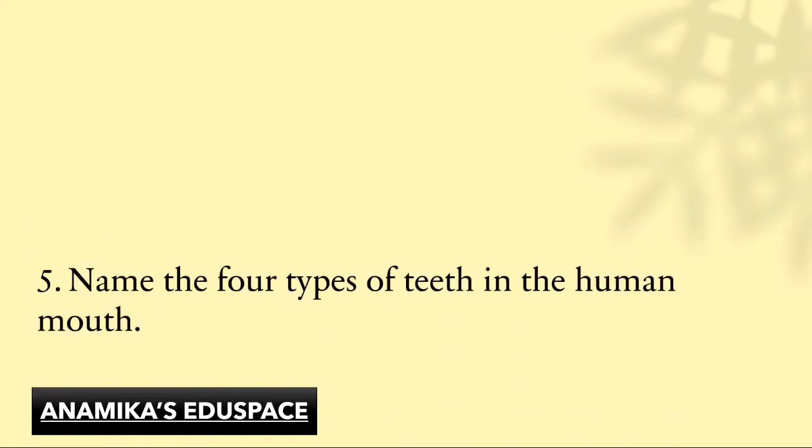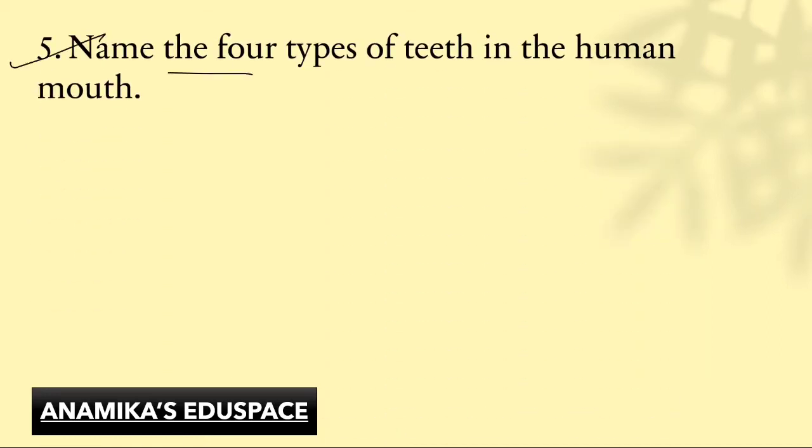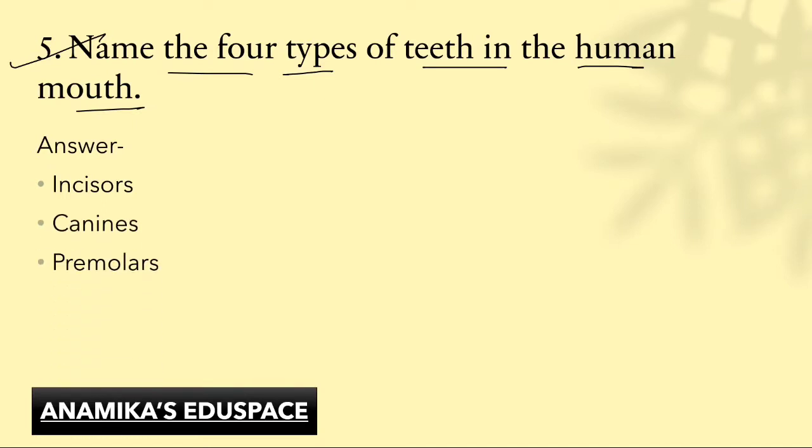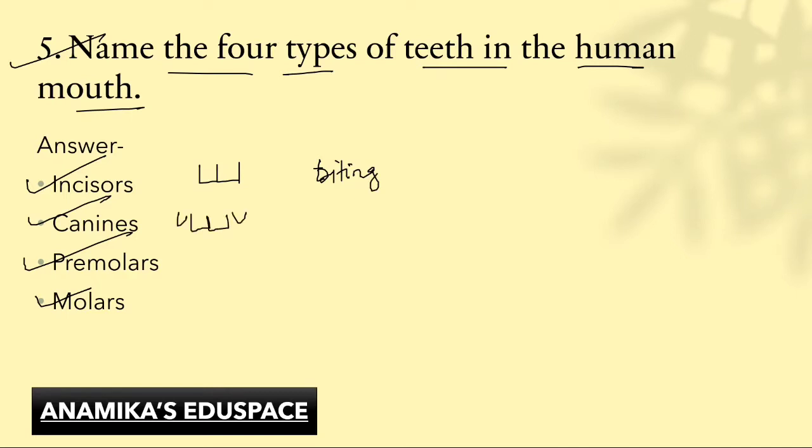Clear? Question number 5. Name the 4 types of the teeth in the human mouth. Answer. Incisors, canines, premolars, molars. Clear? So incisor, canine, premolar and molar. Incisors are the front two teeth which are used for biting things. Canines are the teeth which are present at the side. So these two are your canines. They are used for tearing, right?